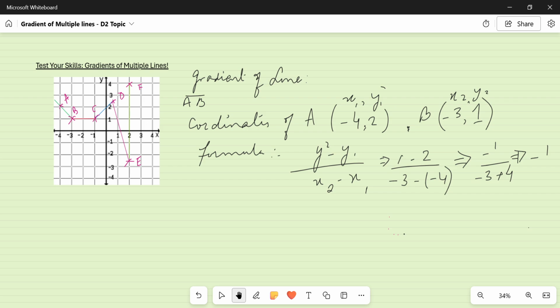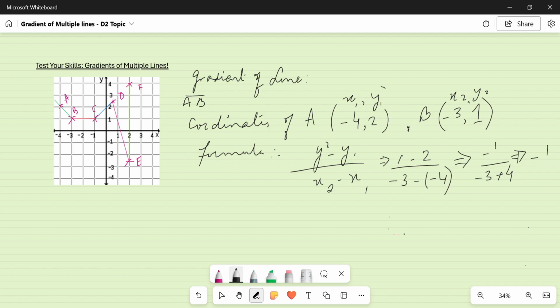Hi everyone. In this video, we will learn how to find out the gradient of multiple lines on a graph. In the previous video, we learned what gradient is. Gradient is the steepness of a line, or you can say slope, right? And gradient is denoted with the letter m, small m.